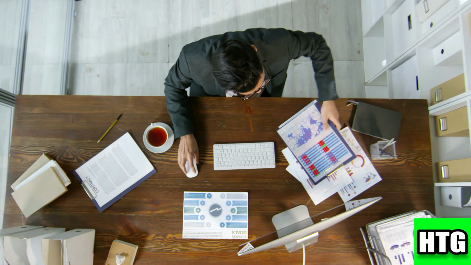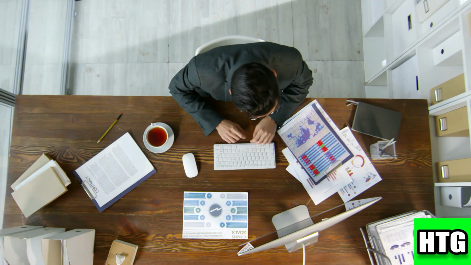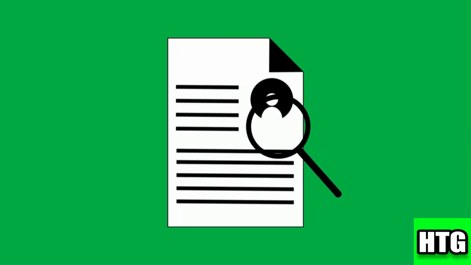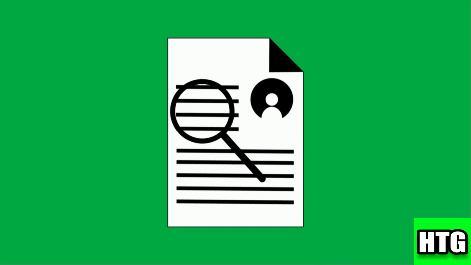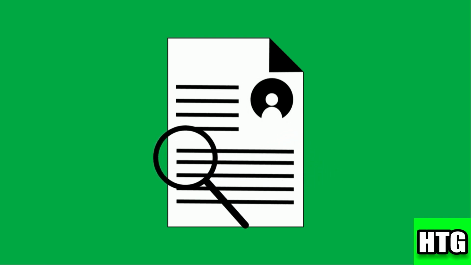Section 8 applications are managed by local PHAs. Search online to find the PHA for your city or county in California. Some PHAs have open application periods, while others may use a lottery system due to high demand. Check your PHA's website for details on current availability and application deadlines.